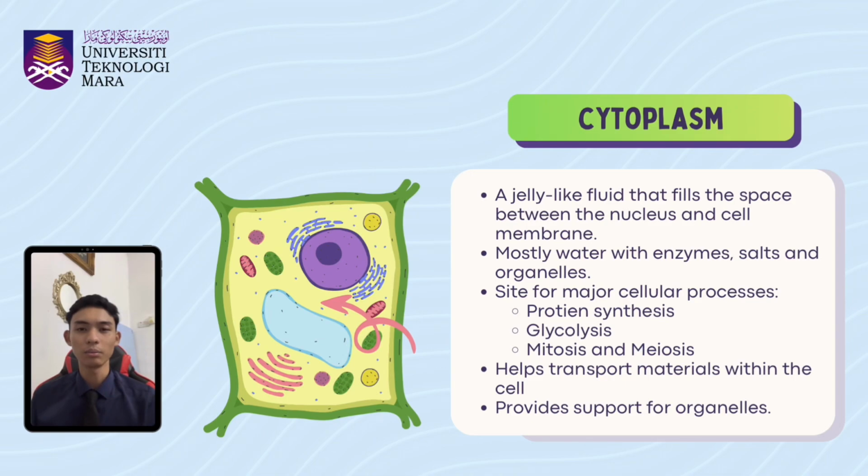Next, the cytoplasm is a jelly-like fluid that fills the space between the nucleus and the cell membrane. It is mostly water but contains enzymes, salts, and organelles. Most cellular processes such as protein synthesis, glycolysis, mitosis, and meiosis occur here. It also helps transport material within the cell and supports the organelles.